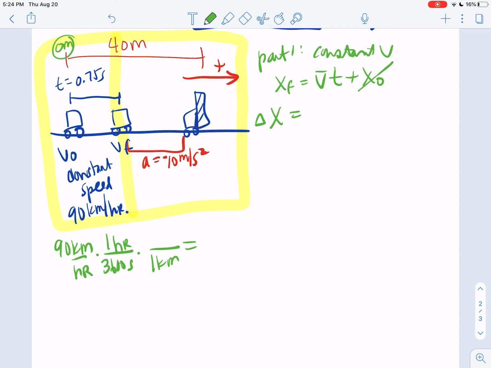All right, so 90 kilometers per hour is probably like 30 meters per second or some easy thing. 25, see? I knew it was going to be some clean number. 25 meters per second. Okay. All right, so it's going to be 25 meters per second.